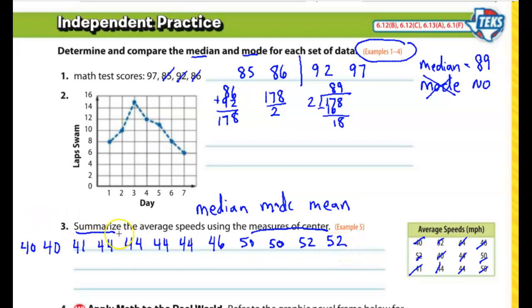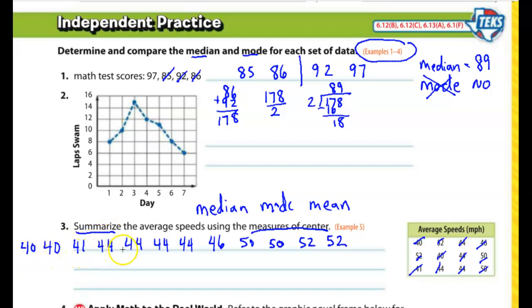So now that I've put the data in order from least to greatest, the next thing I need to do is find the median. I'm going to find the median first. Okay, so 1, 2, 3, 4, 5, 6, 7, 8, 9, 10, 11, 12. I'm going to double check that I have the right number here. 3, 6, 9, 12. Yeah, so there's 12.